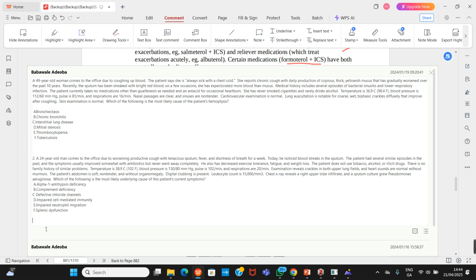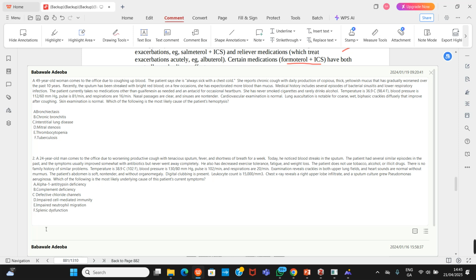A 49-year-old woman comes to the office due to coughing of blood. This patient states that she's always sick with chest cold. She reports chronic cough with daily production of copious, thick, yellowish mucus that has gradually worsened over the past 10 years. Recently, the sputum has been streaked with bright red blood, and on a few occasions, she has expectorated more blood and mucus. Medical history includes several episodes of bacterial sinusitis and lower respiratory tract infection.